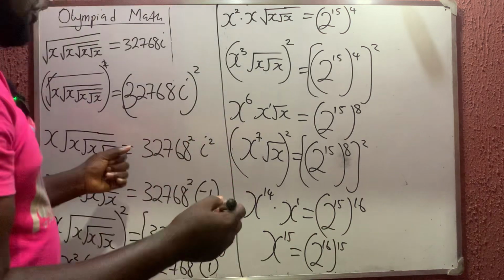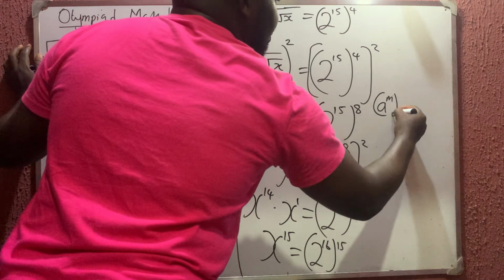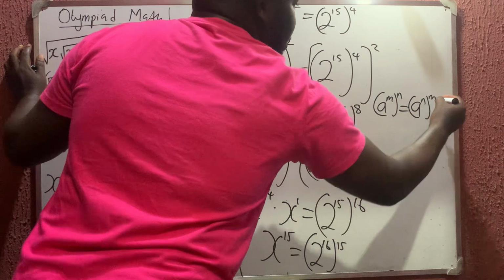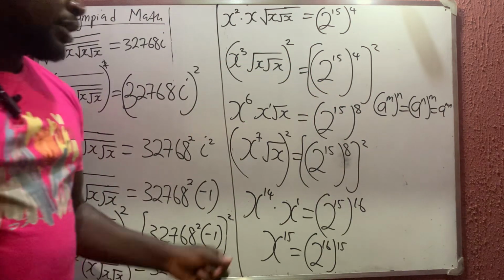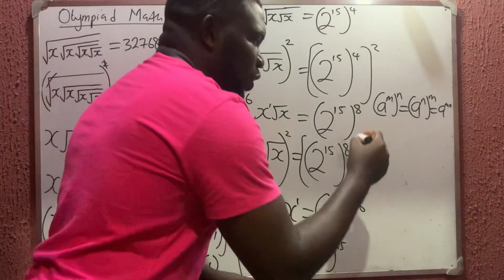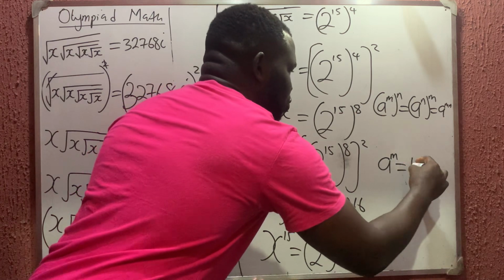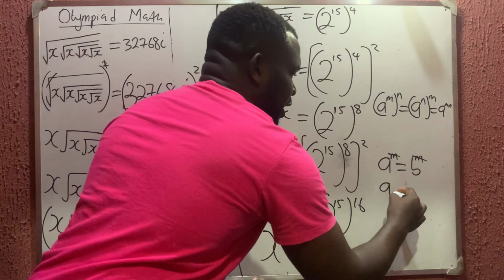It's the same thing, because according to indices, you should know that a raised to power m, or raised to power n, can be written as a raised to power n, or raised to power m, which is a raised to power mn. Another thing you need to know is that according to indices, if a raised to power m is equal to b raised to the same power m, then a is equal to b.